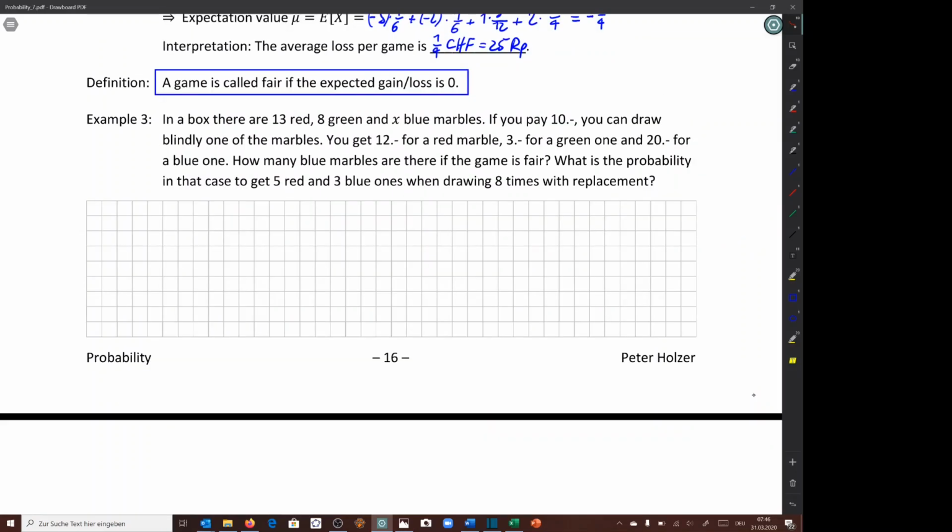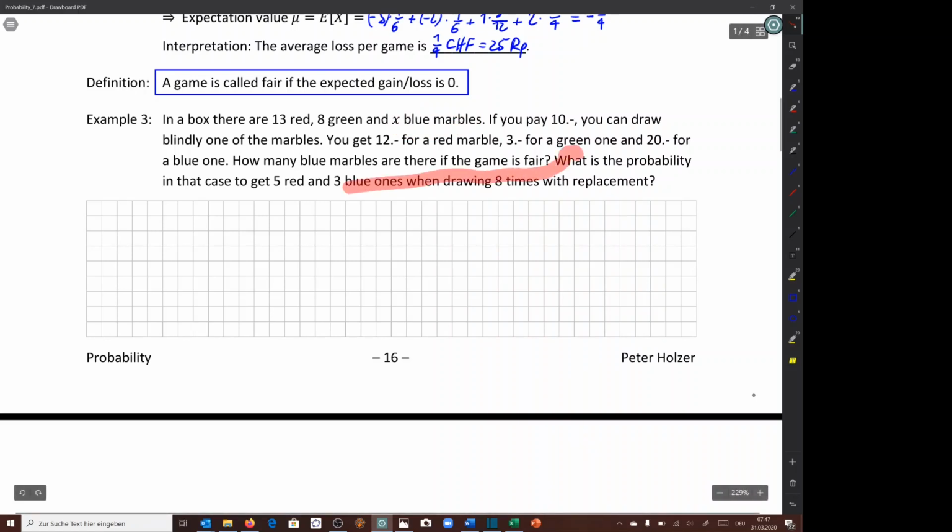We will use this in example 3. There is a box with 13 red, 8 green marbles and an unknown number of blue marbles. To play the game, you have to pay 10 francs, and then you can draw blindly one of the marbles. You will get 12 francs if you get a red marble here. You get 3 francs if you get one of the 8 green marbles, and you get 20 francs if you get a blue marble. How many blue marbles are there in the box if the game is fair?